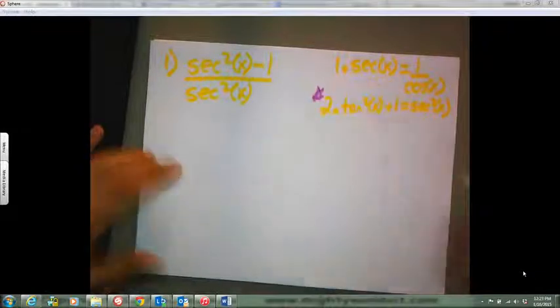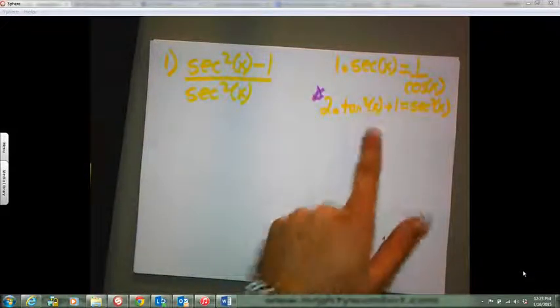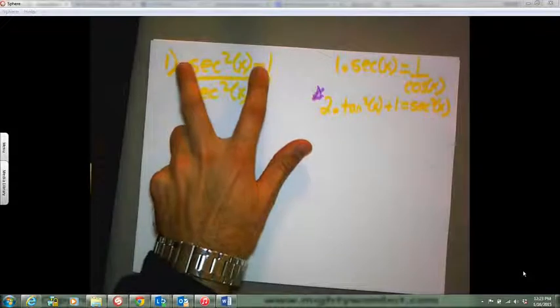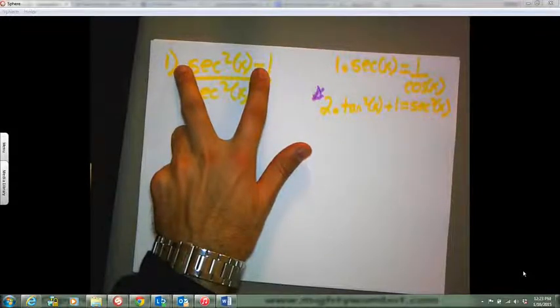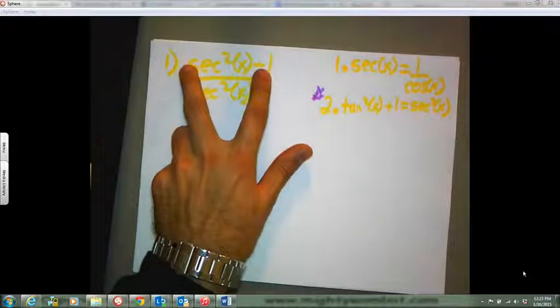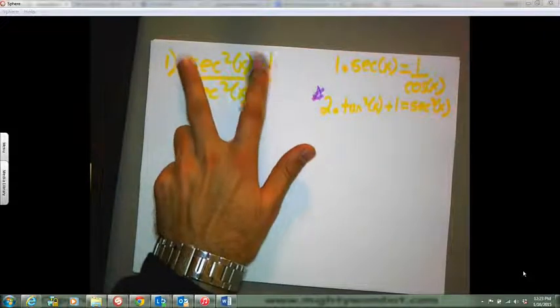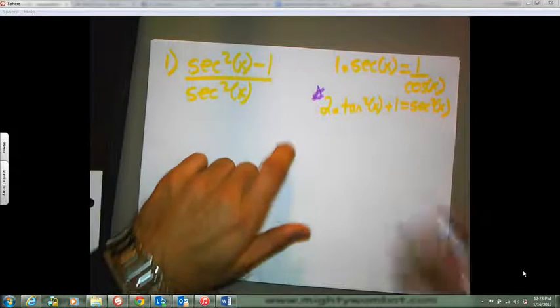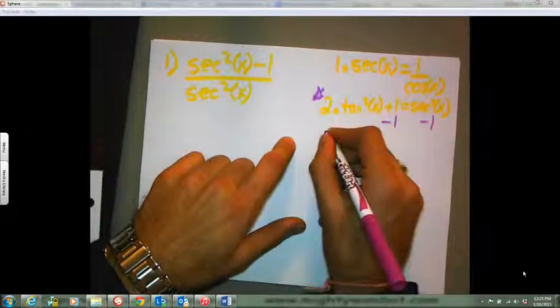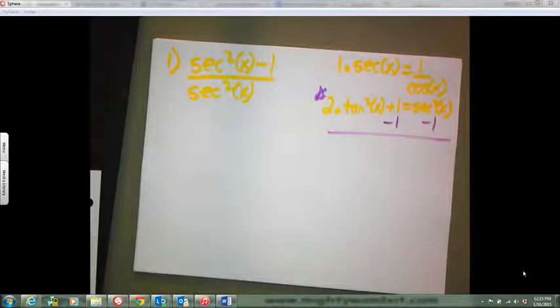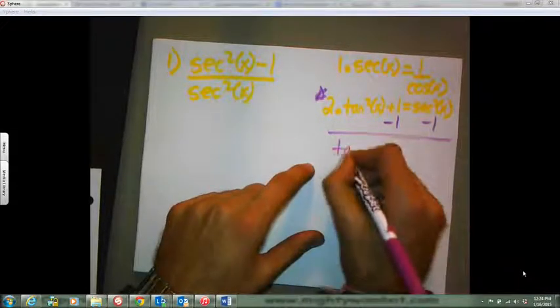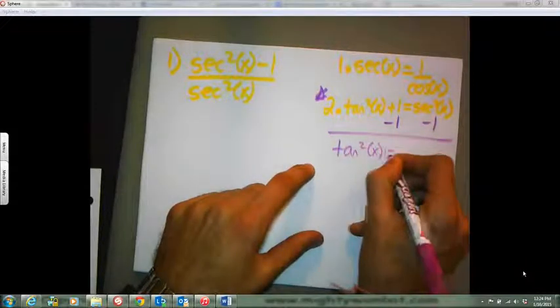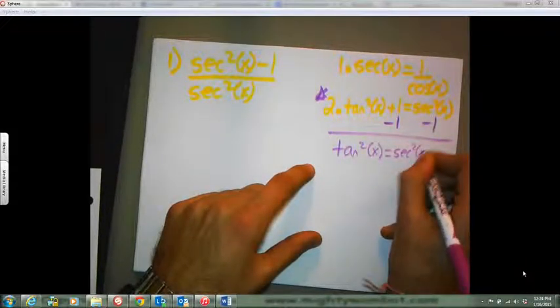And the way that I guessed this one when I started was I said, there are 2 terms up here. I really want to make this just 1 term. So how can I do that? Well, if I subtract 1 on both sides of this identity, identities are just like equations. They can always be added or subtracted, no problem. They can be multiplied or divided, no problem, as long as you do whatever you do to one side, you do to the other side. So tan squared x equals secant squared of x minus 1.